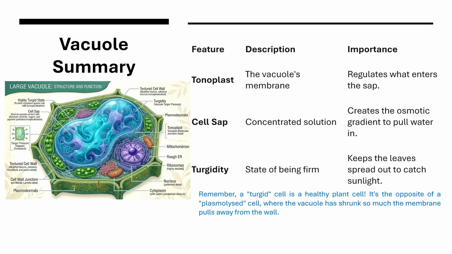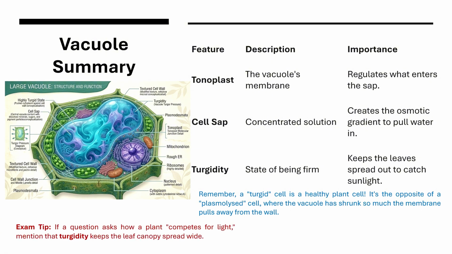Remember here, a turgid cell is a healthy plant cell. It is the opposite of a plasmolyzed cell, where the vacuole has shrunk so much the membrane pulls away from the wall. So, if a question asks how a plant competes for light, mention that turgidity keeps the leaf canopy spread wide.